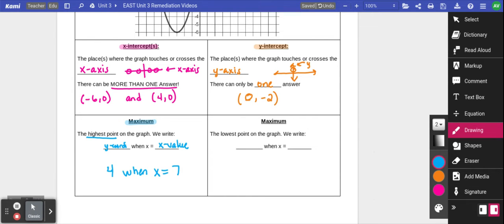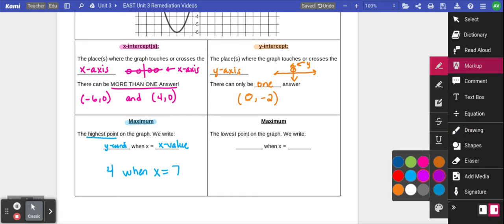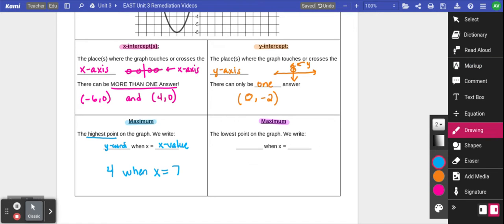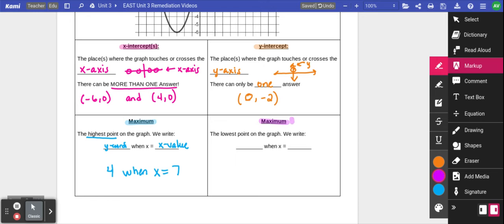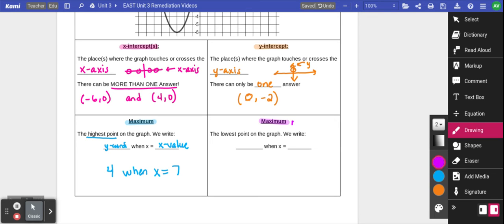The last special point you might be asked to find on a graph is the minimum. This should say minimum. I apologize, there's a typo on my paper. The minimum is going to be the lowest point on the graph, and when we find the minimum, we write it the same way. We give the y value when x equals the x value.